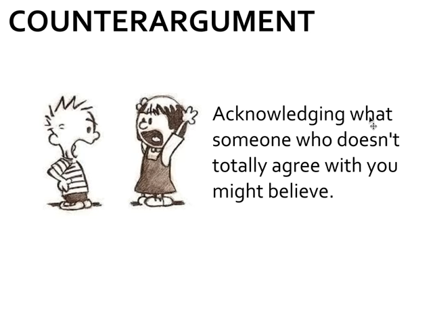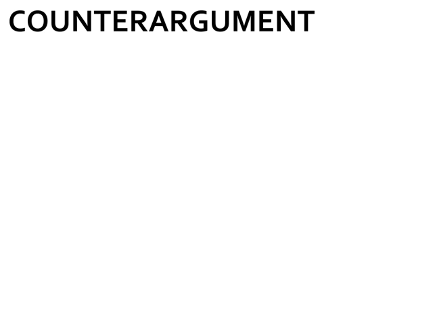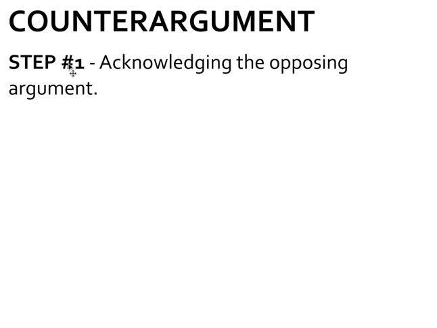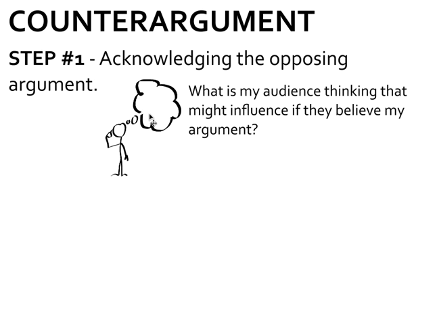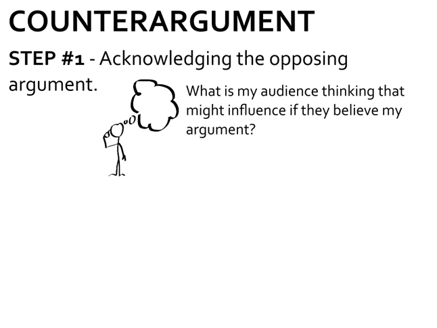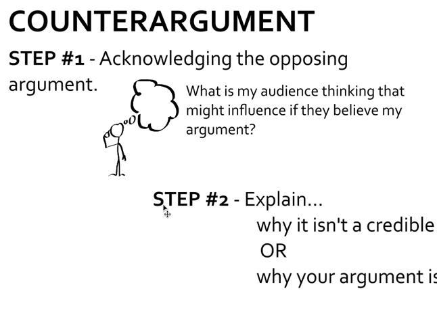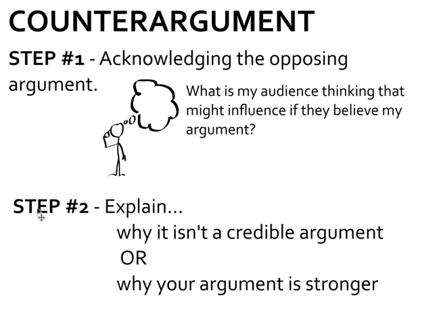When we write a counterargument, we are strengthening our own argument by acknowledging what someone who doesn't totally agree with us might believe. So how do we do that? There are 2 steps to writing a counterargument. Step number 1 is acknowledging the opposing argument. I want you to ask yourself, what is my audience thinking that might influence if they believe my argument? Step number 2, we're going to explain why it isn't a credible argument or why our argument is stronger.